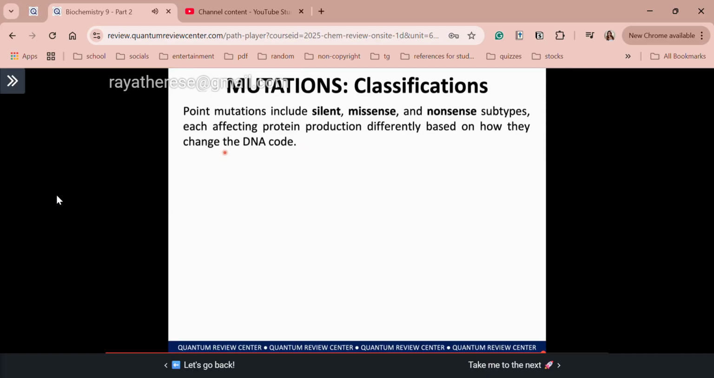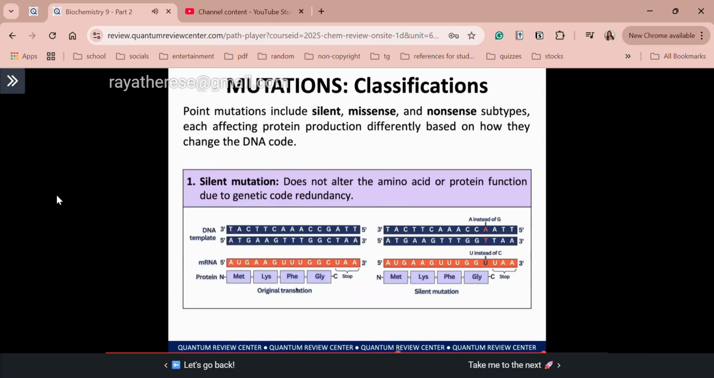All right, so let's check our first type, your silent point mutation. So clearly, from the name itself, silent in terms of its amino acid product. So it does not alter the amino acid or protein function. Again, our reason here is your genetic code redundancy. Very flexible po kasi ang last base or third base natin because of the wobble hypothesis.